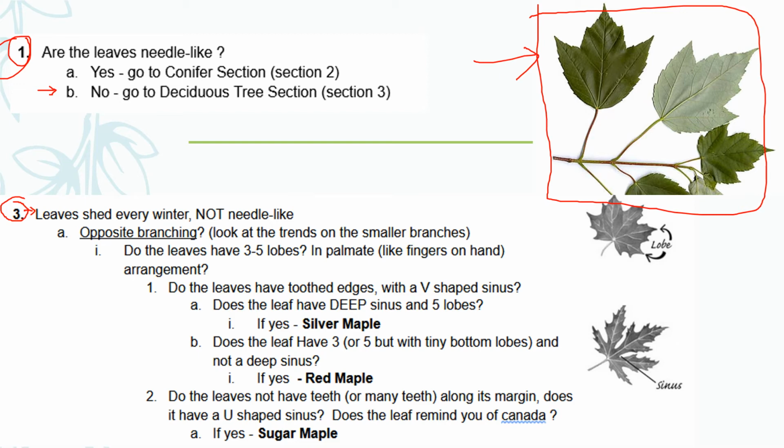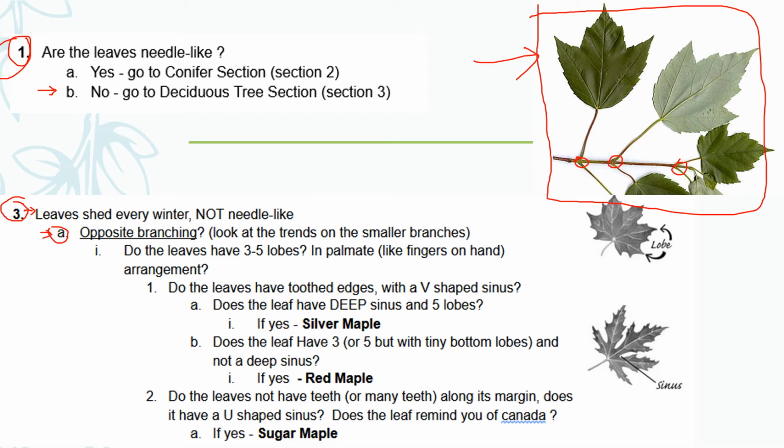Okay, so then the first question it's going to ask is, is it opposite branching? And B all the way down here would ask, is it alternate branching? But this one here is asking, is it opposite branching? So I'm going to look at our twig that we broke off, and I can see that the branches and the leaves are coming off completely opposite of each other at the same locations. So yes, we are in section A of part 3 as opposite branching.